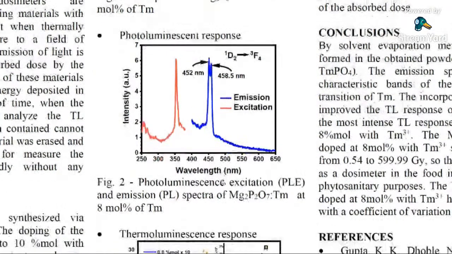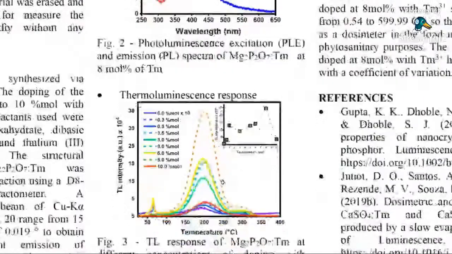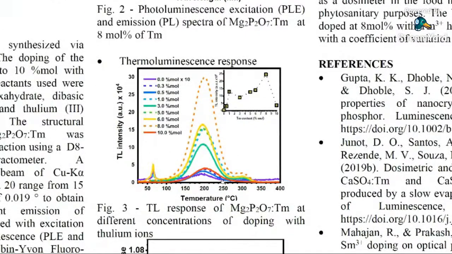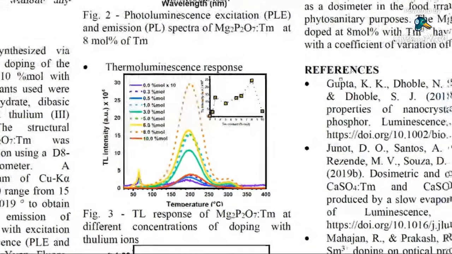For the thermoluminescent characterization, a strontium-90 source was used. The effect of thulium concentration on the TL response was analyzed in magnesium pyrophosphate powders doped from 0 to 10 mol%. The best TL response was found at a concentration of 8 mol% of thulium. The TL curve of the powders exhibits a well-defined peak at about 198 degrees Celsius.